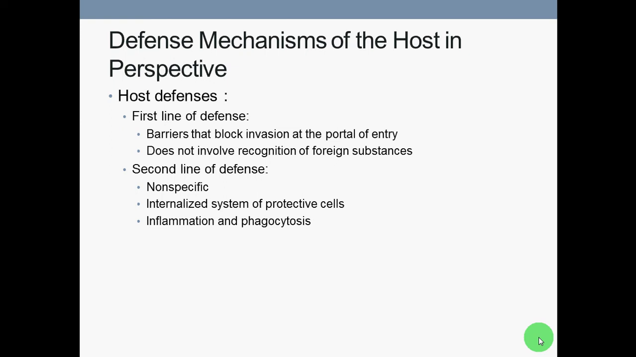But instead of being just generalized defenses that block entry, this is an internalized system of protective cells. So these are specific cells that do the work of going around acting as sentinels to try and destroy microbes before they can take hold and cause infection. Some of the topics that we'll be talking about in the second line of defense are inflammation and phagocytosis.